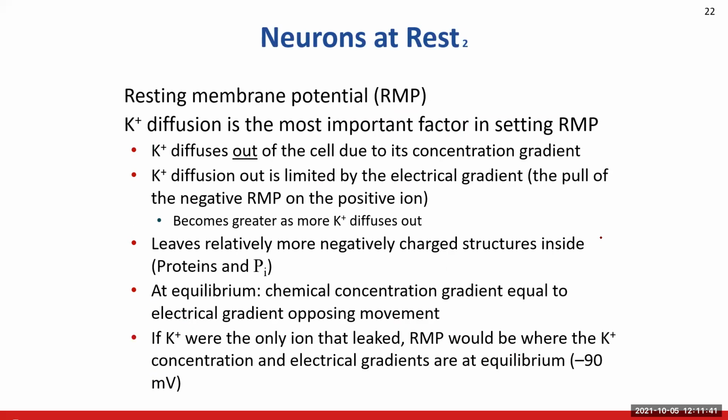Okay, so what's going on with the cell when it is at rest? We now know, with the uneven distribution of those substances, what makes the inside of the cell negative, and we know what makes the outside of the cell positive. So what's happening at this neuron as it's at rest?